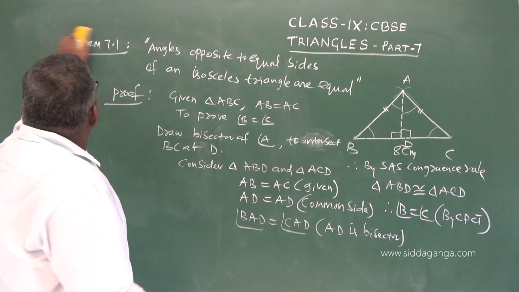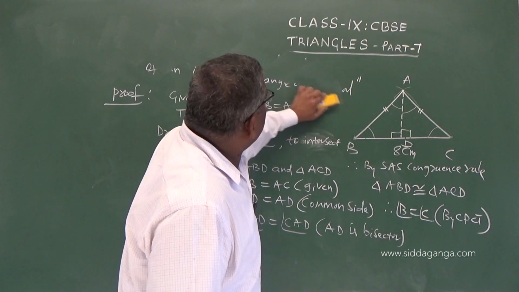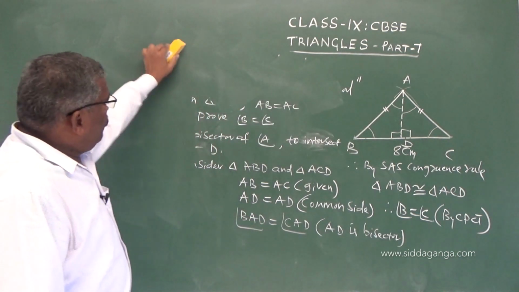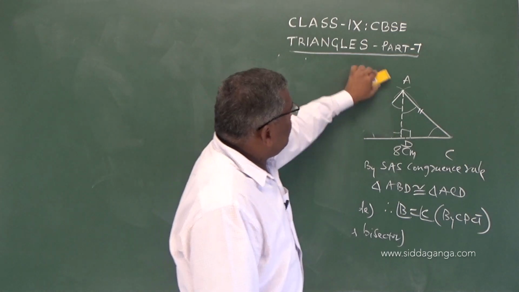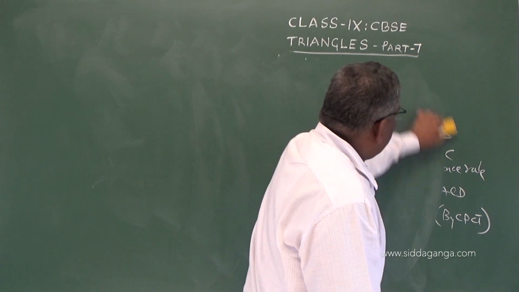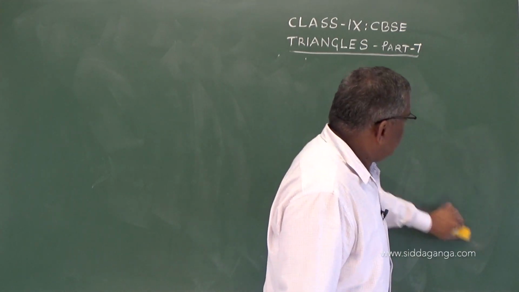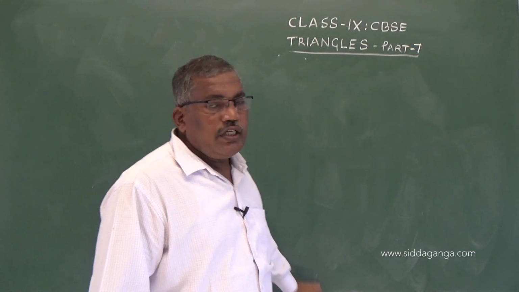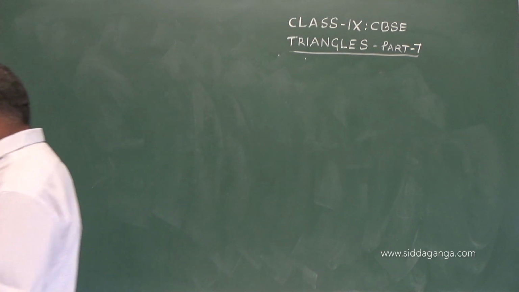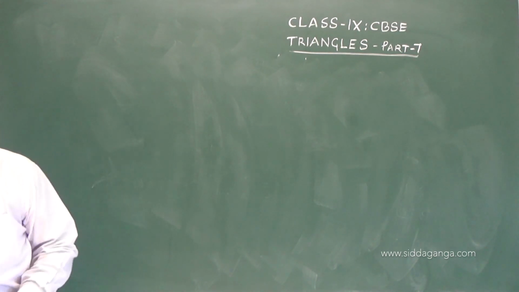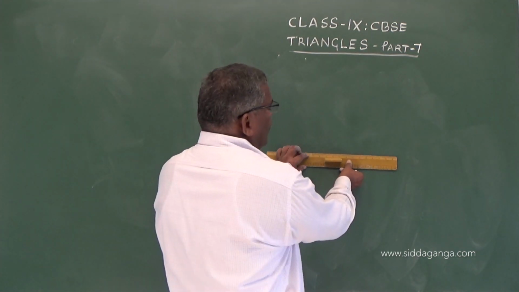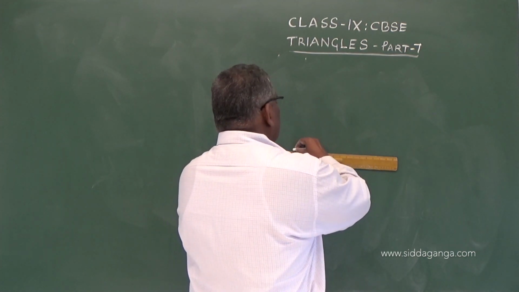Now, let us examine the converse of this. So we have understood that if two sides are equal in a triangle, then their opposite angles will be equal. So in an isosceles triangle, two sides are equal, then their opposite angles will be equal. So now, let us examine what happens if two angles are equal, whether the sides are equal or not.